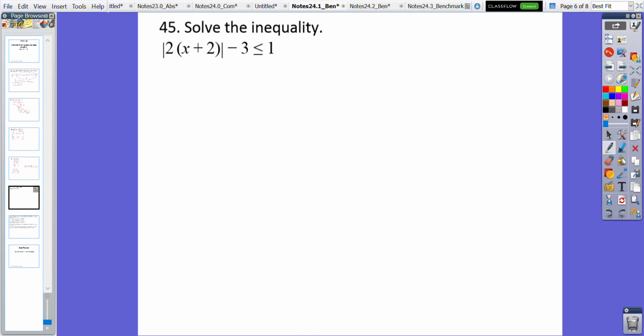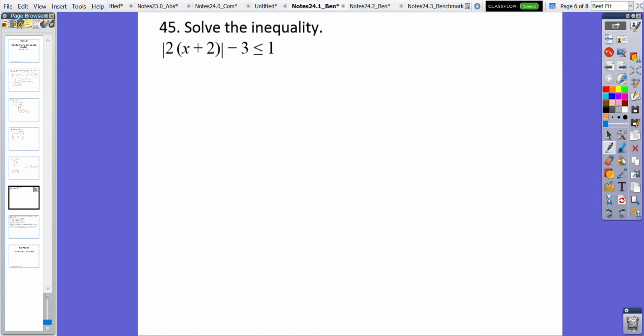All right, looking at one more example on solving inequalities. Oh no, it's an absolute value inequality, number 35, or 45 I should say. I've got the absolute value of 2 times the sum of x and 2, minus 3, is less than or equal to 1. This one, just like any other inequality, we want to solve as much as we can so that we can get x by itself.